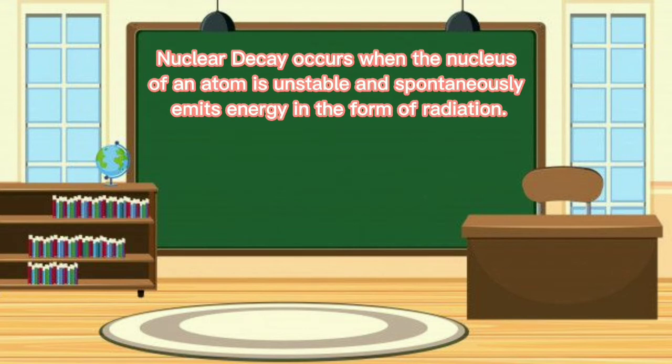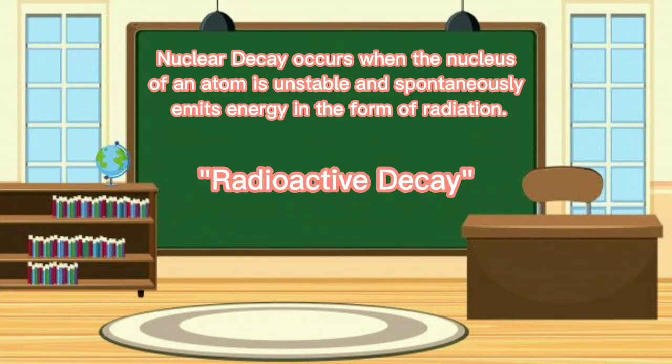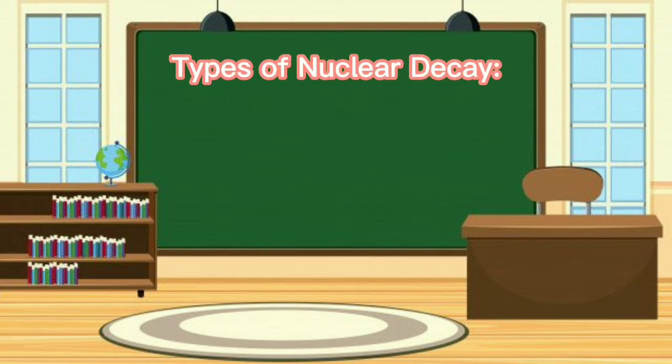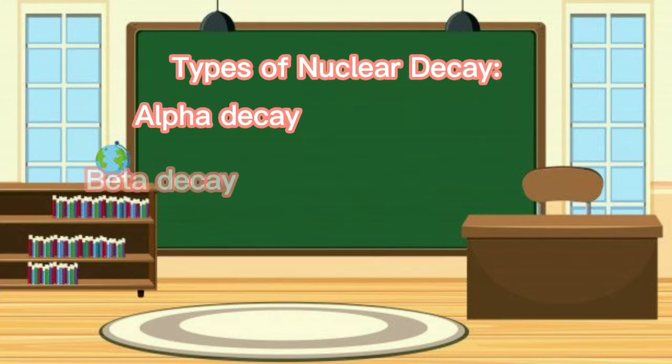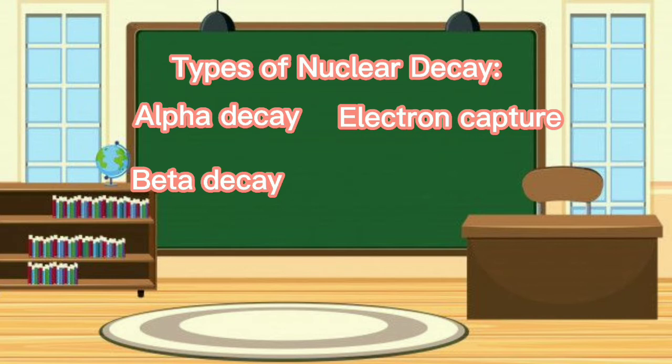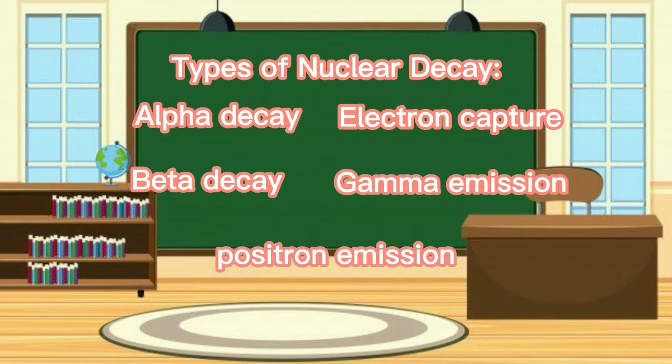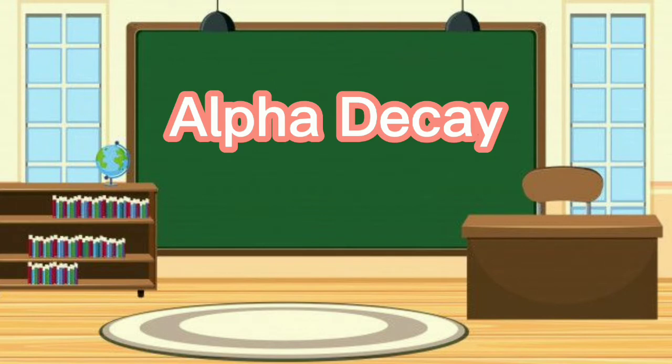So nuclear decay occurs when the nucleus of an atom is unstable and spontaneously emits energy in the form of radiation, and it is also called radioactive decay. Nuclear decay has different types, namely alpha decay, beta decay, electron capture, gamma emission, and positron emission. So let's have the alpha decay.